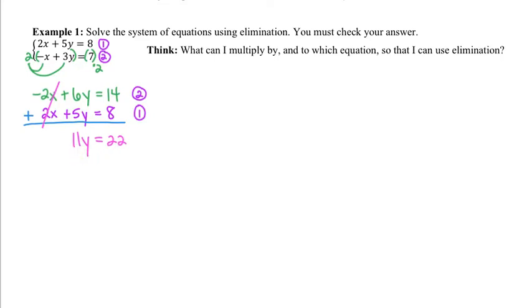So we need to get rid of the 11. So we're going to divide each side by 11. And we get y is equal to 2. All right, that's what y is equal to. Now the rest of it is just like substitution. It's no different than what you've been doing for the last couple sections, okay?